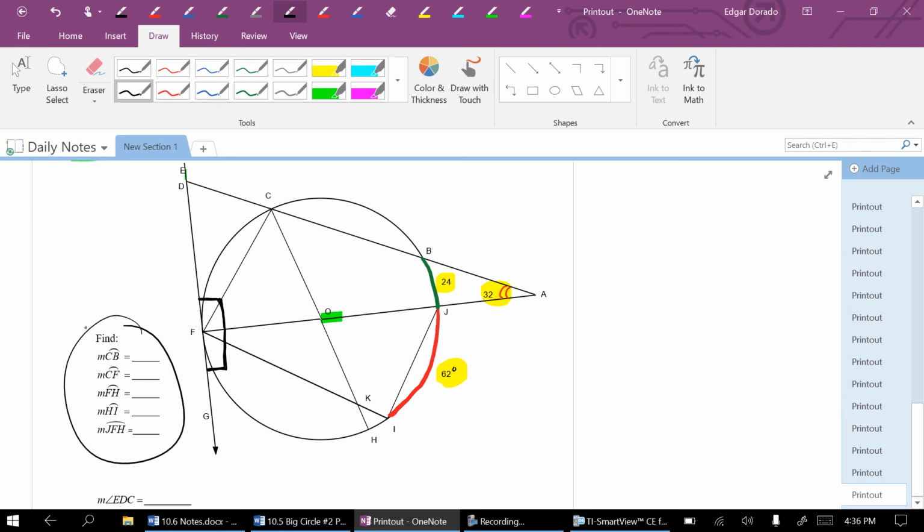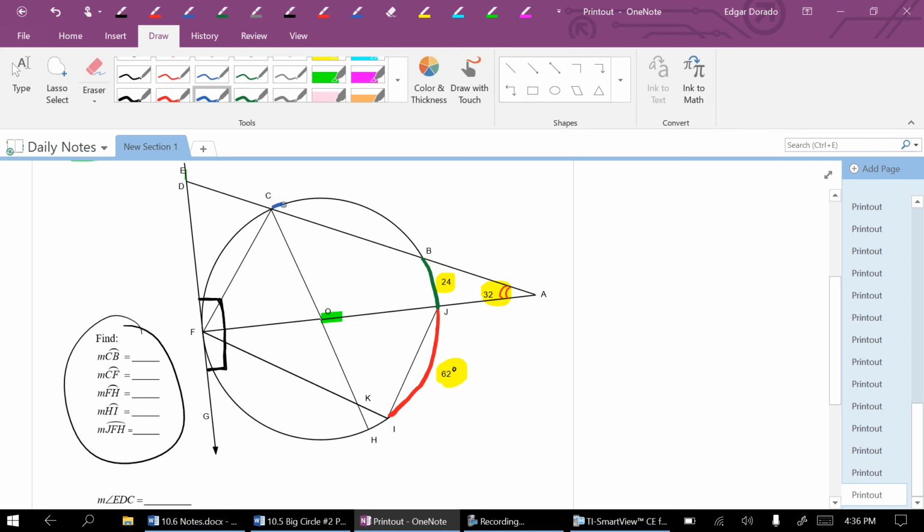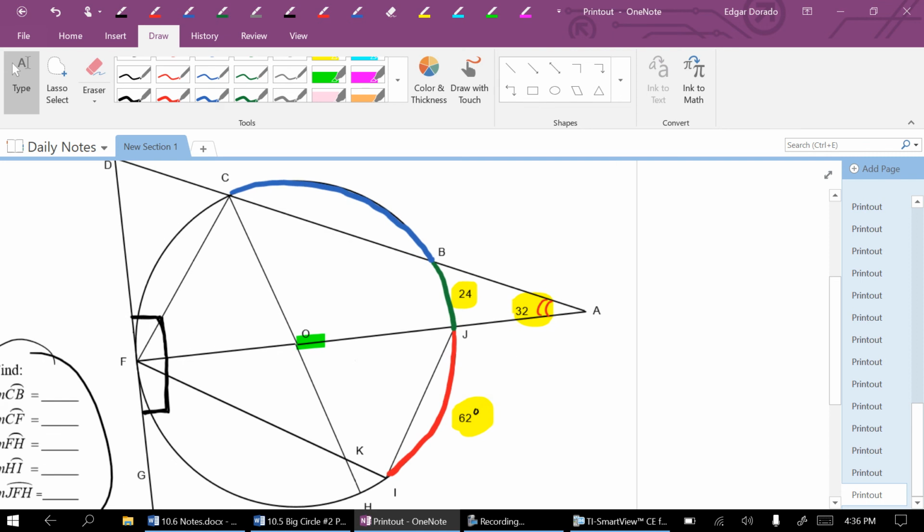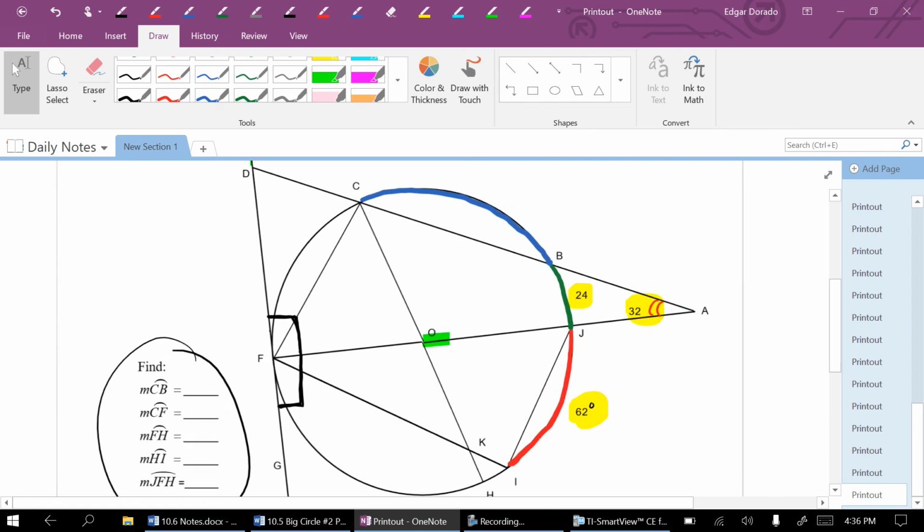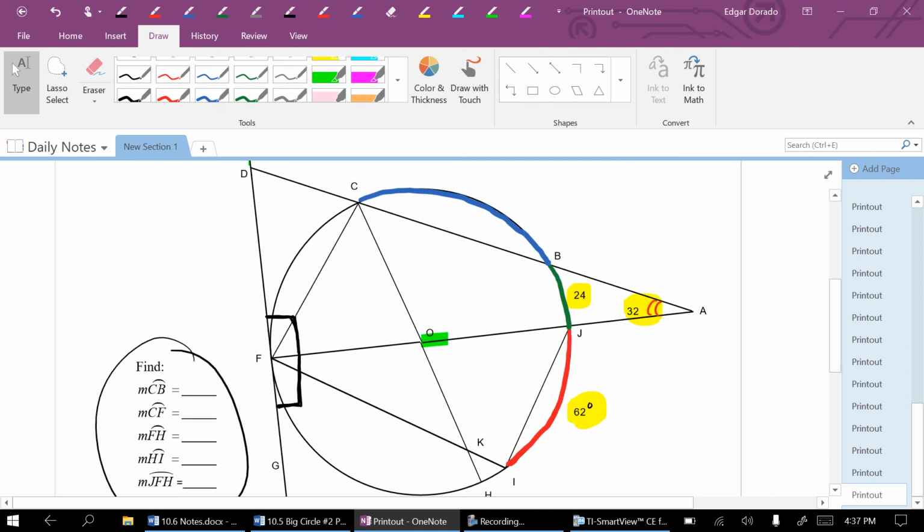So the first arc they're asking us to find is arc CB. So that's this arc right here. Now, as I look at that, guys, there's really no angles that have that as an intercepted arc. But one thing I definitely see standing out and hitting me right now is this right there.